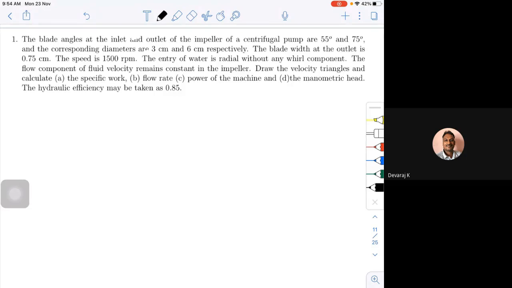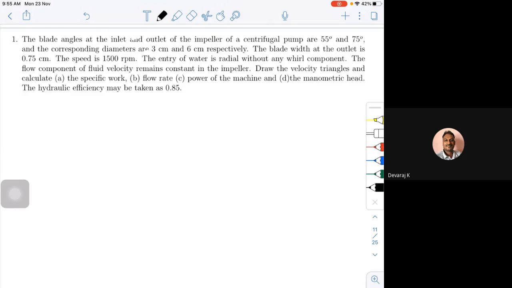The blade angles at the inlet and outlet of an impeller of a centrifugal pump are 55 and 75 degrees. That is your beta 1 and beta 2. And the corresponding diameters are 3 centimeters and 6 centimeters respectively. The blade width at the outlet is 0.75 centimeter and the speed is around 1500 rpm. The entry of water is radial without any whirl component.